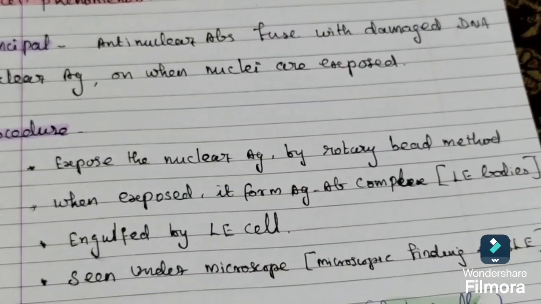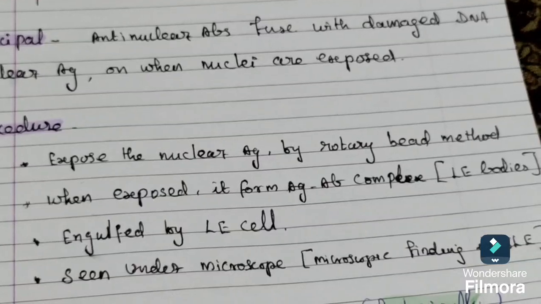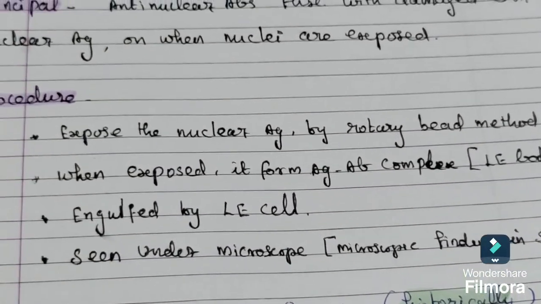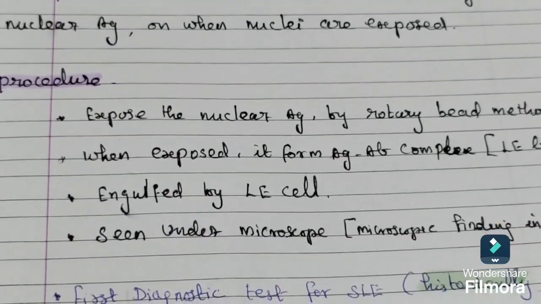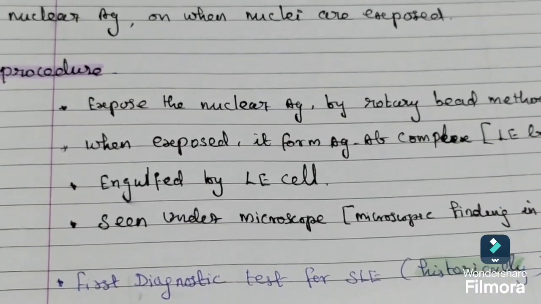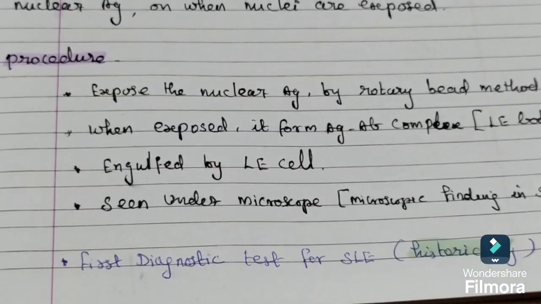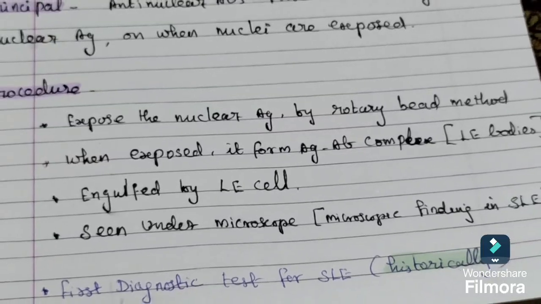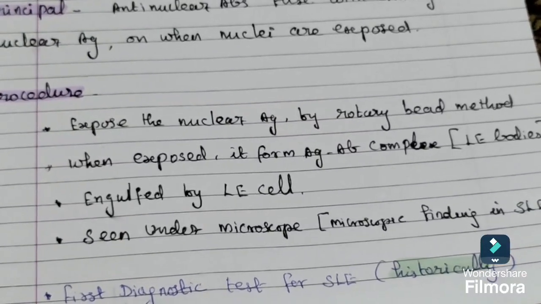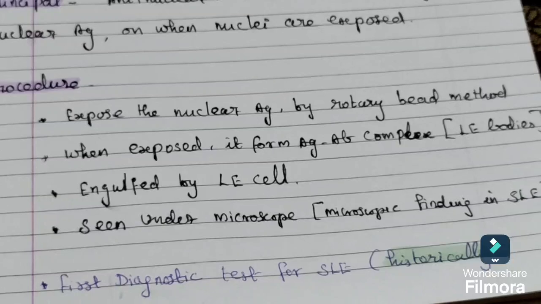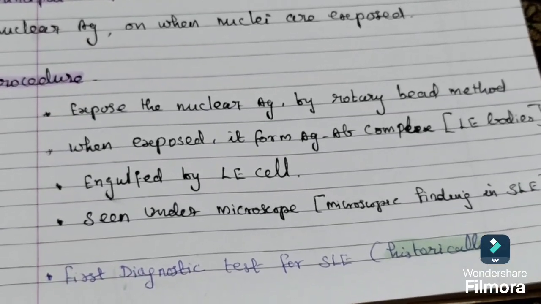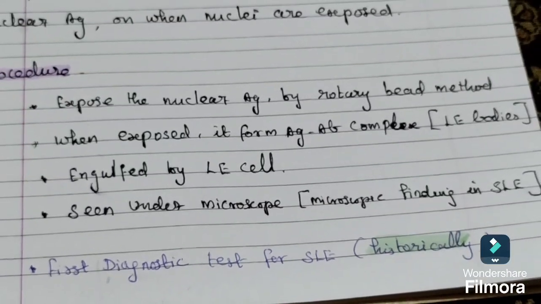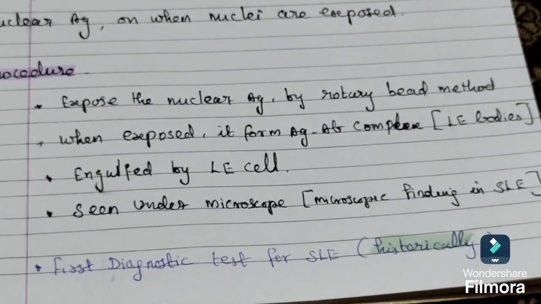For the exposure, we do it by the rotatory bead method. With continuous rotation by the glass beads, the nucleus gets exposed. When exposed, it forms the antigen-antibody complex, that means LE bodies. Now the LE bodies are engulfed by LE cells. These LE cells are seen under the microscope.